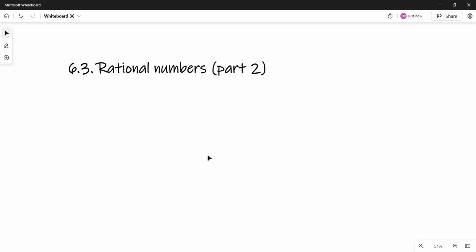Hi, I will continue with section 6.3. I will finish it today. This is a continuation of the section on rational numbers. So we're going to start working with mixed numbers.